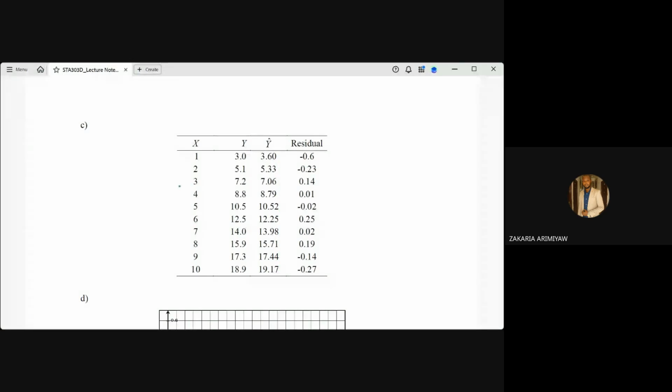Once we have the predicted values, we find the difference between y and y cap, and that will give us the residual. So we use our calculators. Let's do the first two and the last value. Let's find the difference between 3 and 3.6. So you have 3 minus 3.6. It should give us negative 0.6. Then we have 5.1 minus 5.33. The residual should be negative 0.23. So this is how we calculate the residuals.